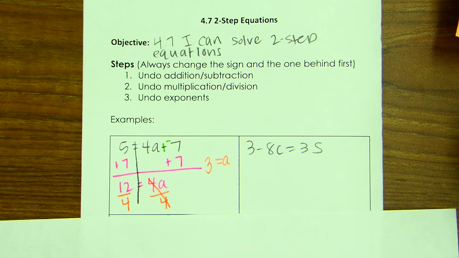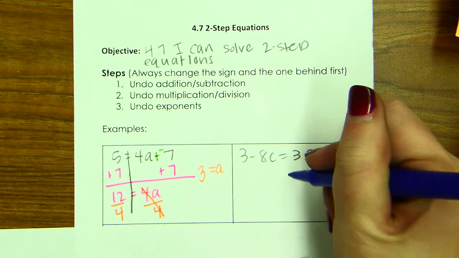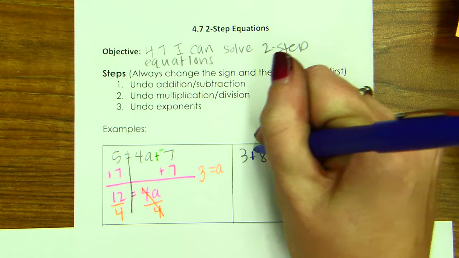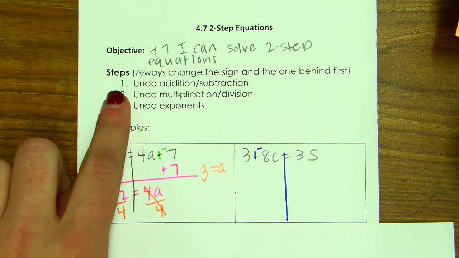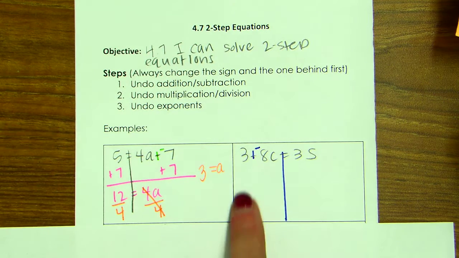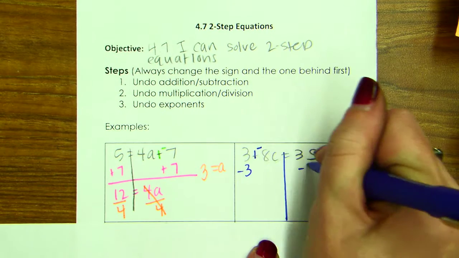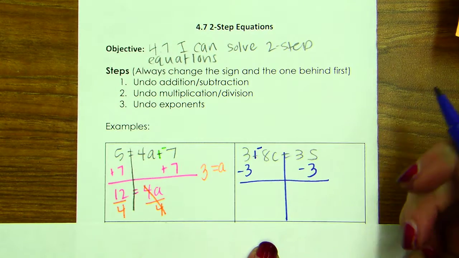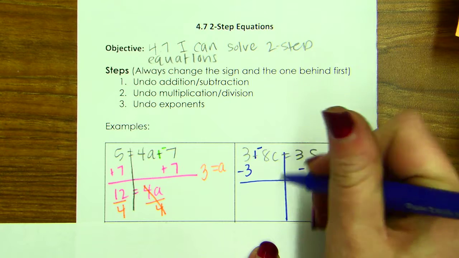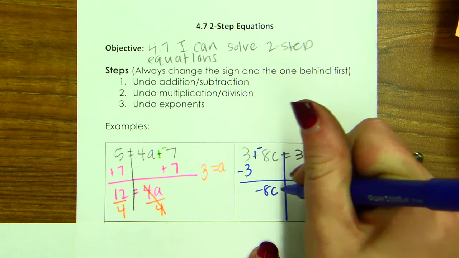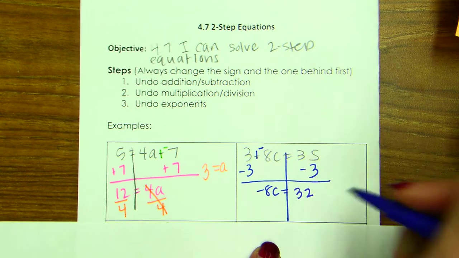For example 2, we'll start the same way. We'll draw the line down the equal sign, and we'll change the sign in the one behind. Then I want to undo addition and subtraction first. So I have addition right here, we're adding a 3. The opposite of adding 3 would be subtracting 3. And I always show it on both sides of the equal sign. 3 minus 3 is 0, so I just have negative 8c equals 32 left over.